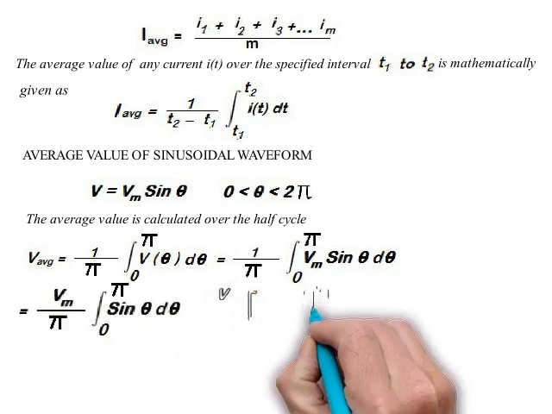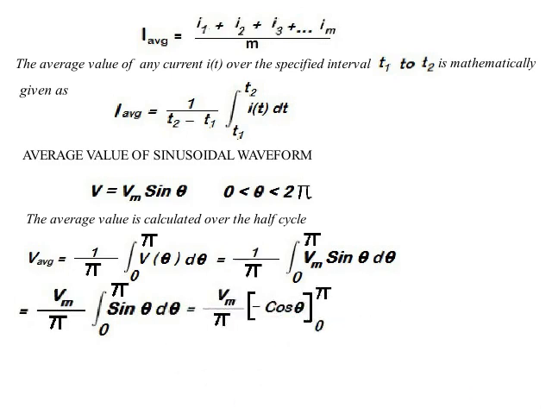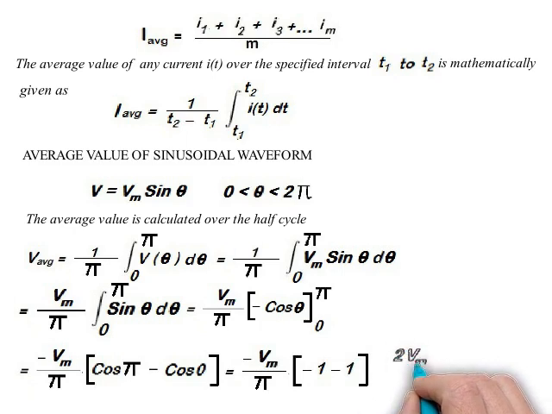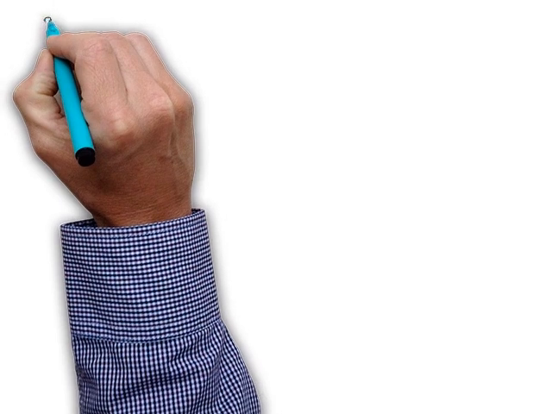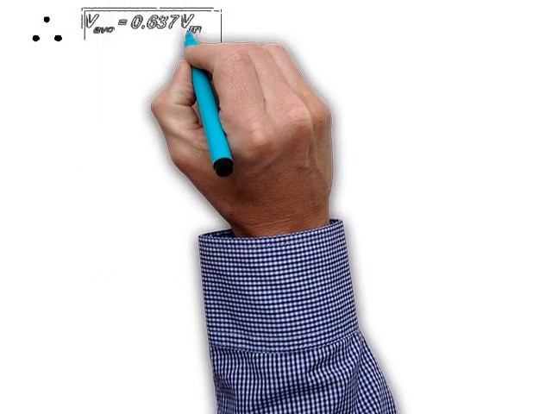Which is equal to Vm by pi [minus cos theta], and the limits are from 0 to pi. So which is equal to minus Vm by pi (cos pi minus cos 0), which is equal to minus Vm by pi (minus 2), which is equal to 2 Vm by pi. Now the value of 2 by pi is 0.637. Therefore, we will write the final value, that is V average is equal to 0.637 Vm.